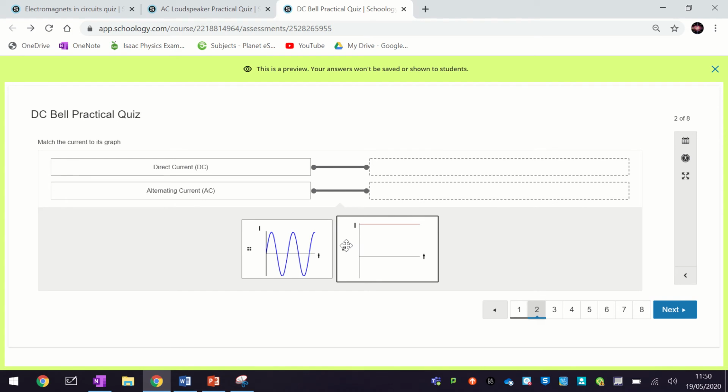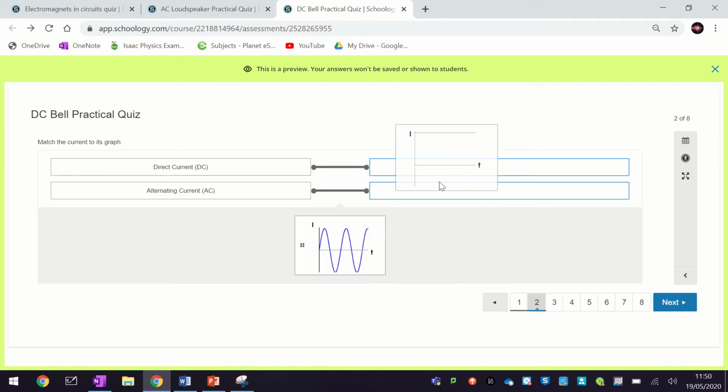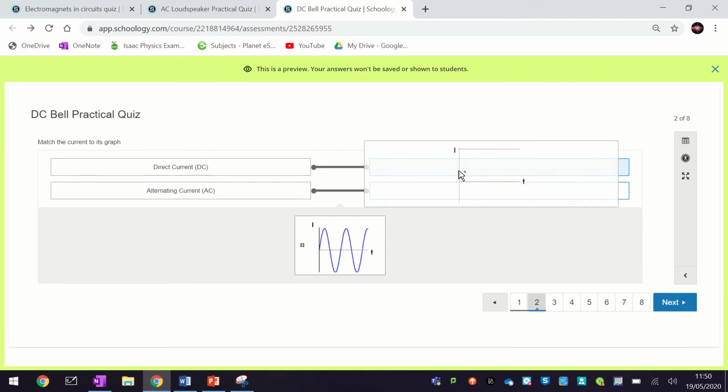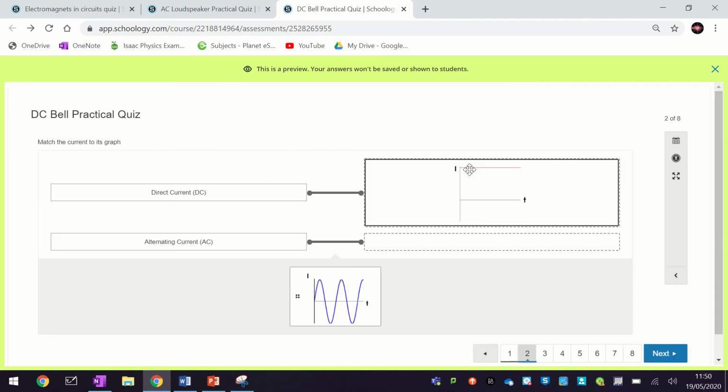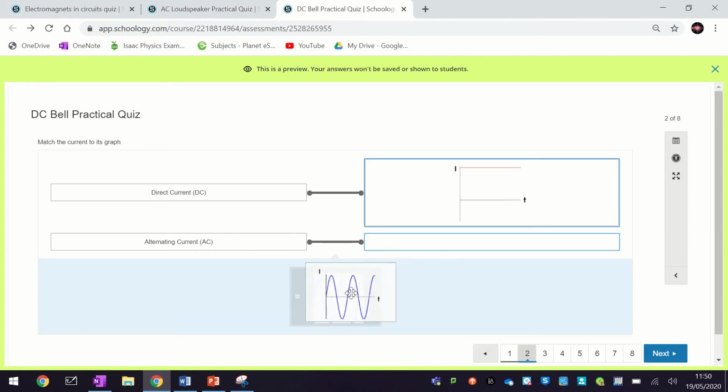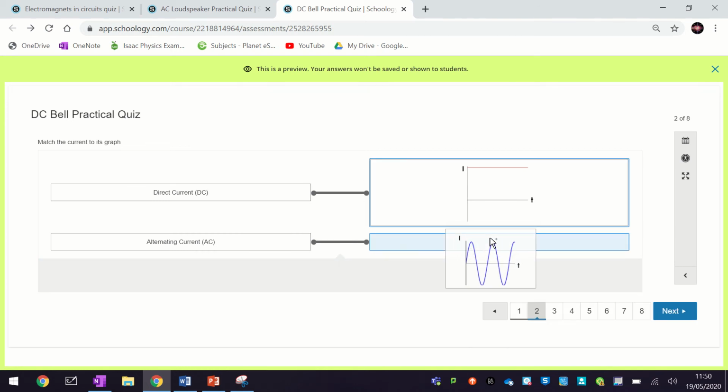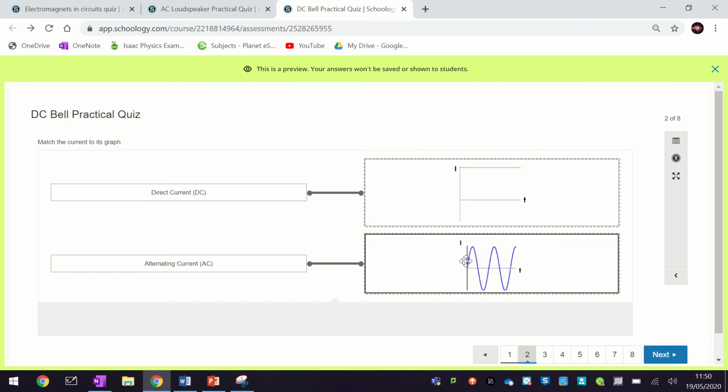Okay, and then what that looks like in terms of a current versus time graph. A direct current will look like this. The current is the same value all of the time, whereas alternating current looks like this. It's often described as being sinusoidal, like a sine wave. So current is increasing, then decreasing, then increasing and decreasing, but in the opposite direction.